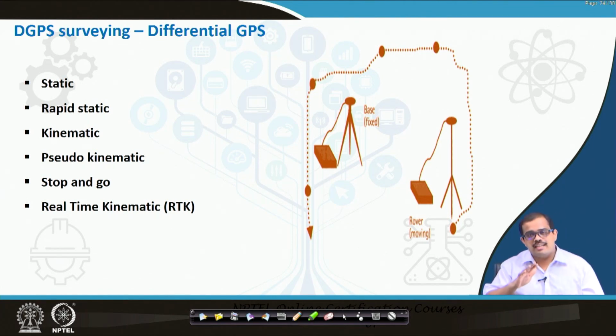We have looked at static and rapid static. We will look at kinematic, pseudo kinematic, stop and go, and real time kinematic also. These are different kinds of DGPS systems. All of these are useful for certain applications. So, let us look at what applications the DGPS surveys can be used for.